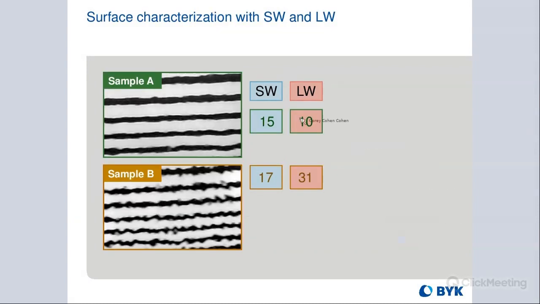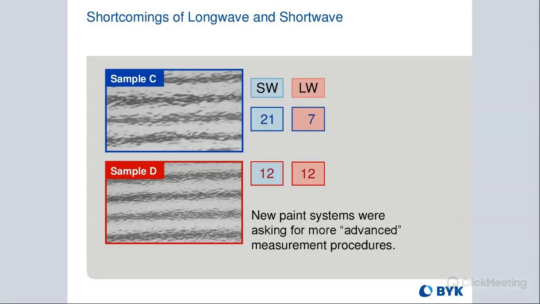Okay, back to this. All right, sample B, which is much worse looking, and correspondingly, it does have a higher long wave. Shortwave is pretty similar, but a much higher long wave value, which is causing that orange peel effect that we're getting here.